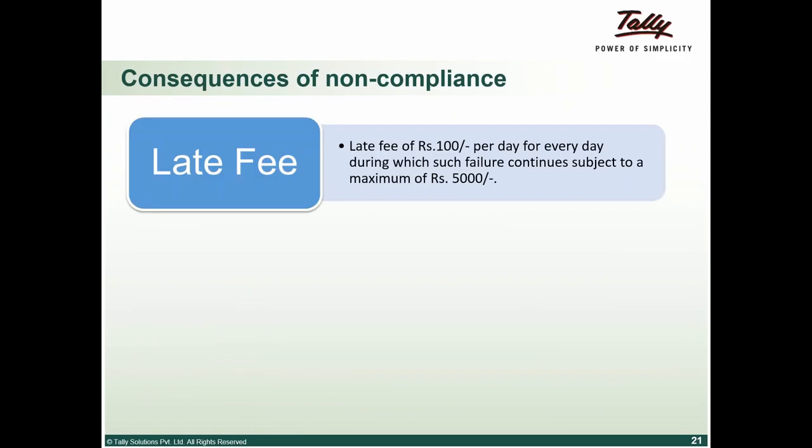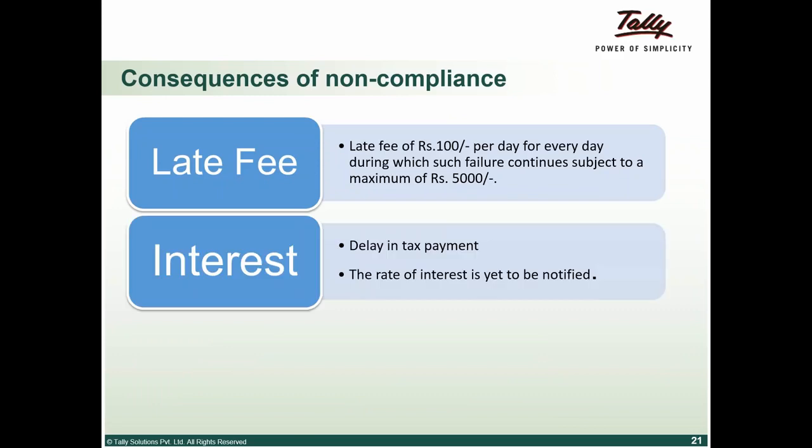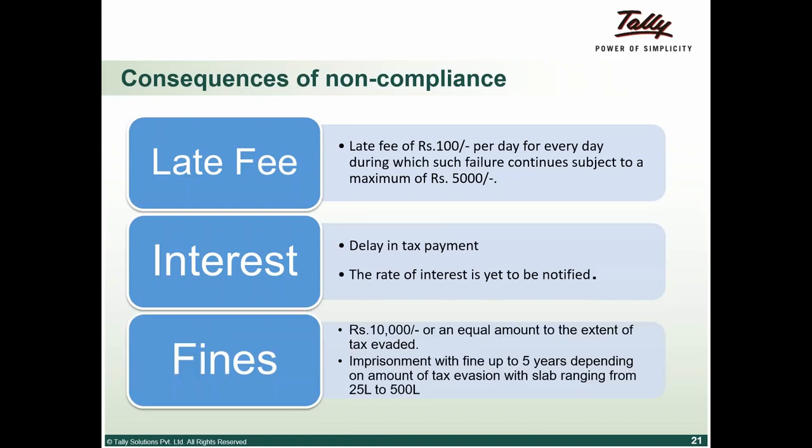Consequences of non-compliance. There's a late fee. It is 100 rupees per day for every day during which such failure continues, subject to a maximum of 5,000 rupees. Interest: for delayed tax payment there is an interest, and the rate of interest is not yet notified. But the interest is going to be there for delayed tax payment.